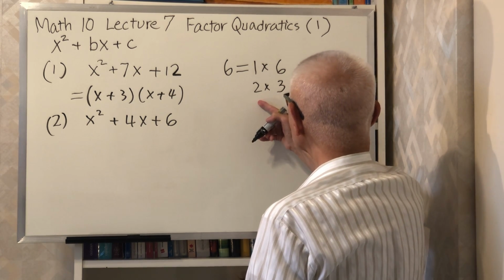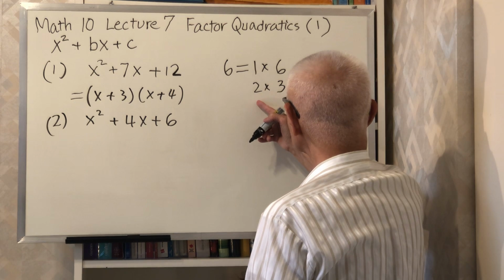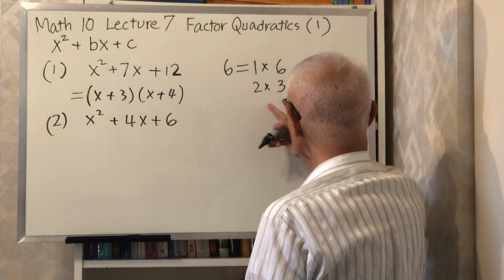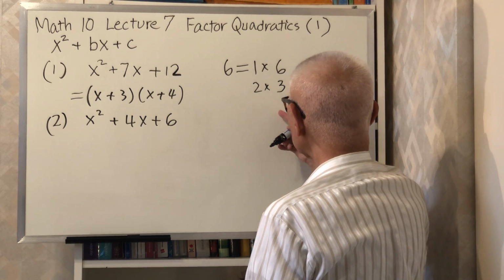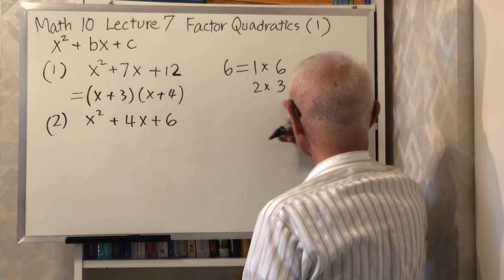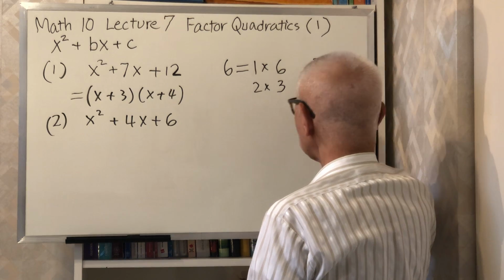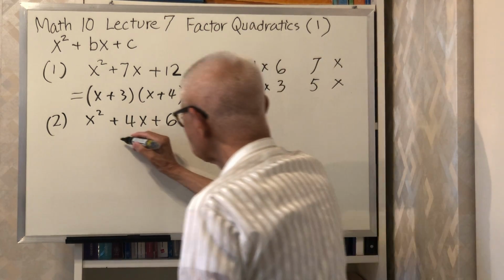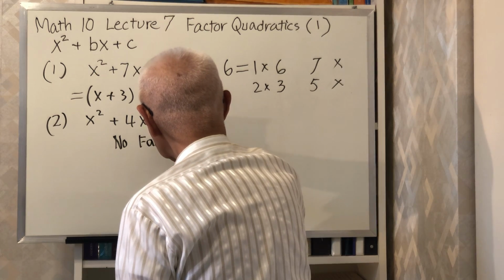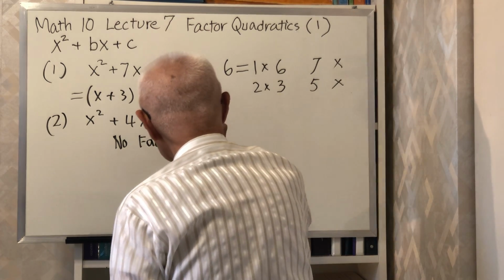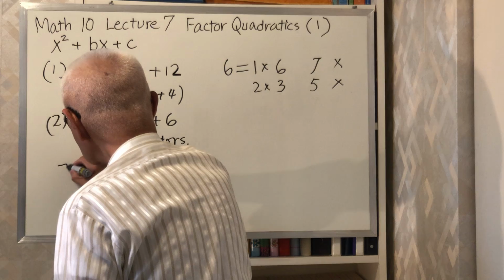That's all I have. 1 times 6, 2 times 3. No more numbers which can multiply to get 6. So that's all I have. But I do not have 4, so no factors. Number 3.